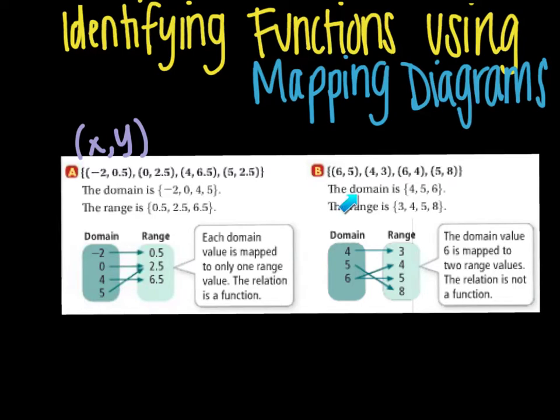The second example, again, domain and range are given here. If we list them out, the 4 goes to the 3, the 5 goes to the 8, the 6 goes to the 4 and the 5. Because that domain, that x value, goes to two different y locations, it is not a function.